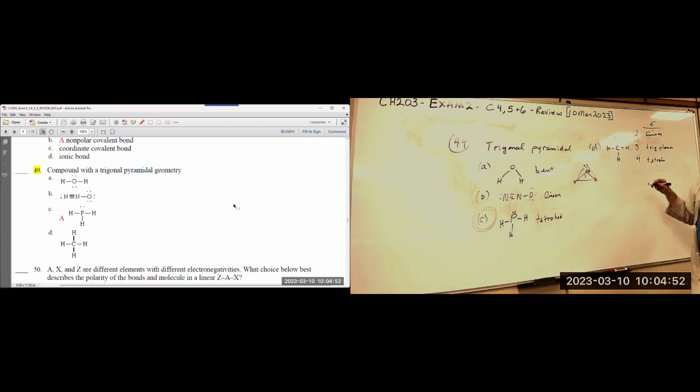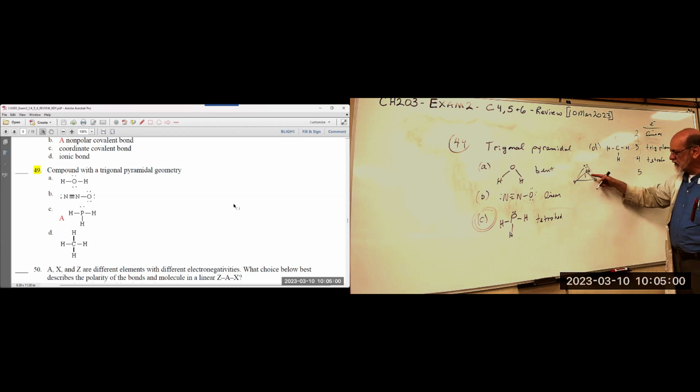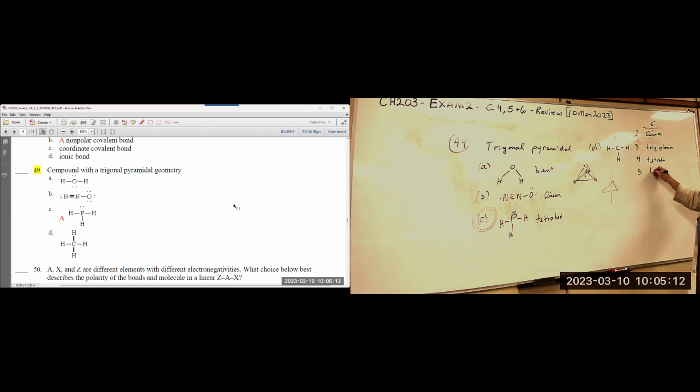And if you have five, it doesn't seem that bad. You've got three here, and then one here and one here. You've got your triangle, and then one up here and one down here. So there's five of them: 1, 2, 3, 4, 5. And that's a trigonal bipyramid.